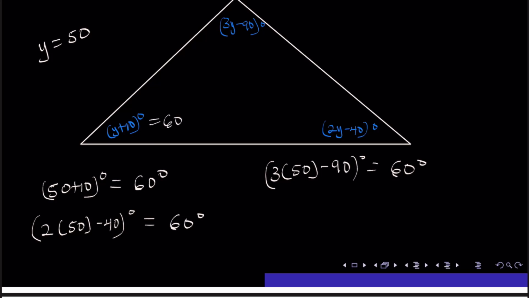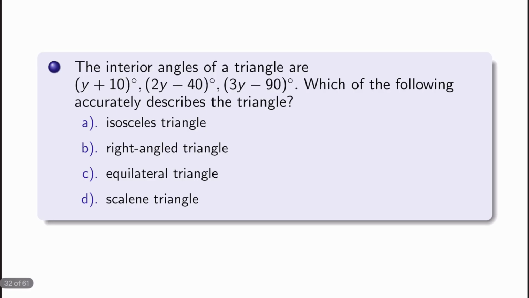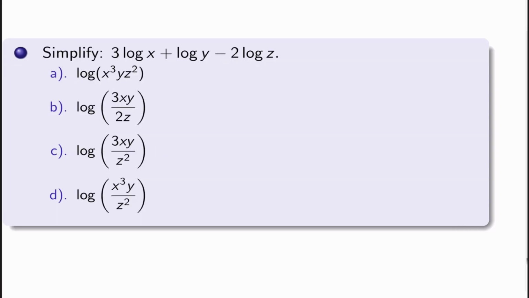And so all these angles are the same. Thus, they are all equal to 60 degrees. Since the angles are the same, which is 60, 60, 60, then this triangle is an equilateral triangle. And so the correct option is option C.